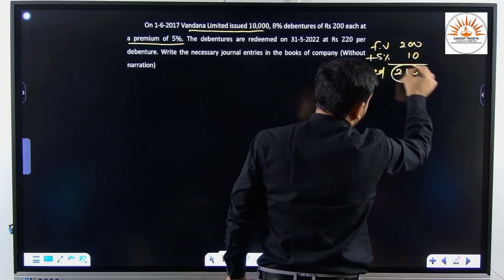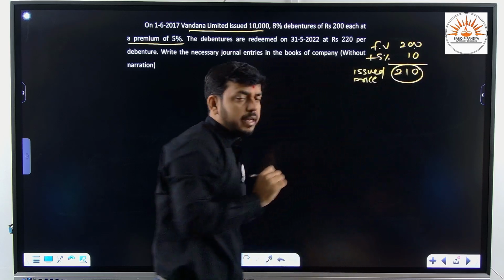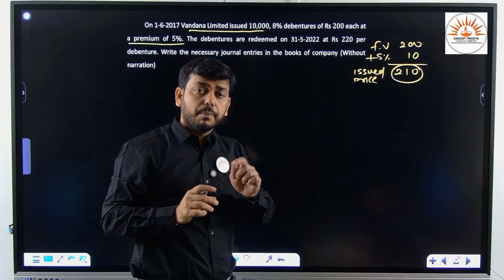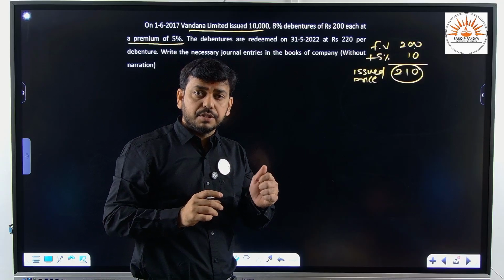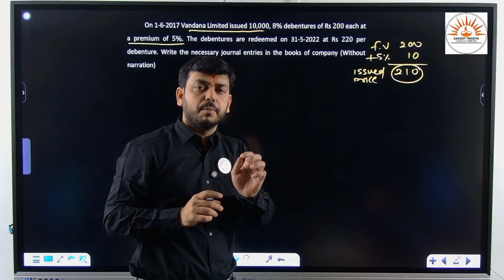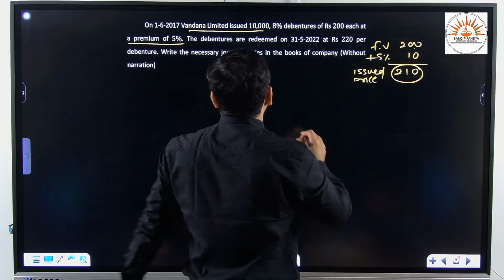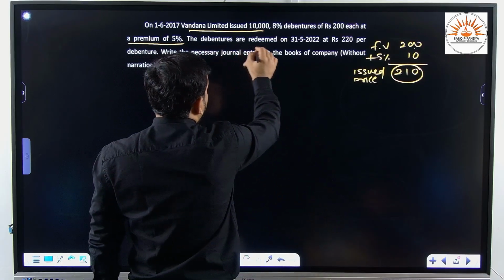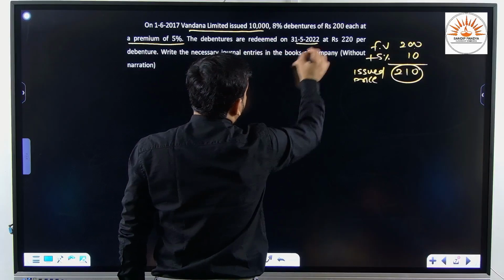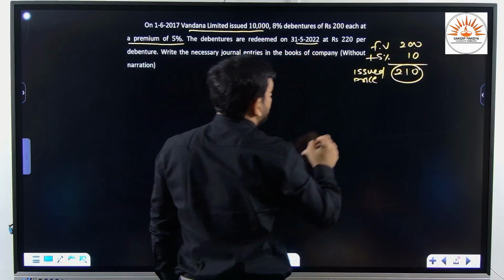This is very, very important. So out of 210, 200 is for principal amount, that is for debenture, and 10 rupees is for premium, which we shall call security premium reserves. Now, the debentures are redeemed on 31st May 2022 at rupees 220.